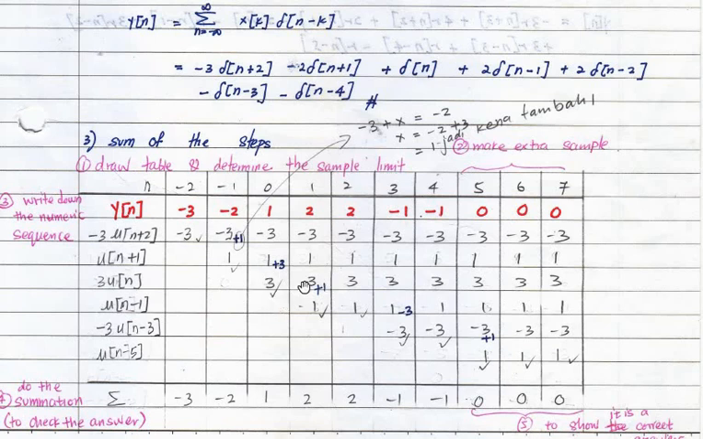So you need to plus negative 3. You need to plus with 3. 3, 3, 3, 3.